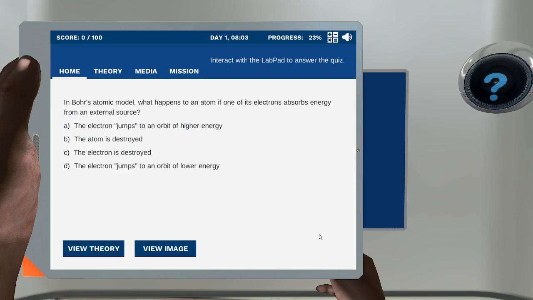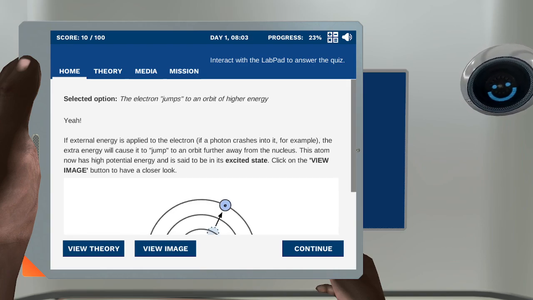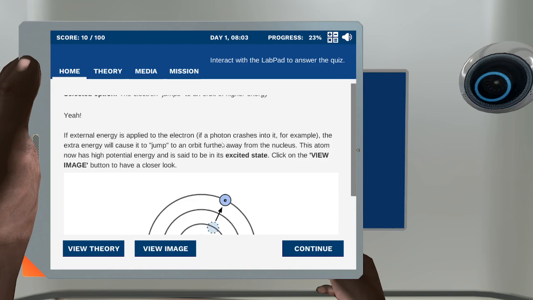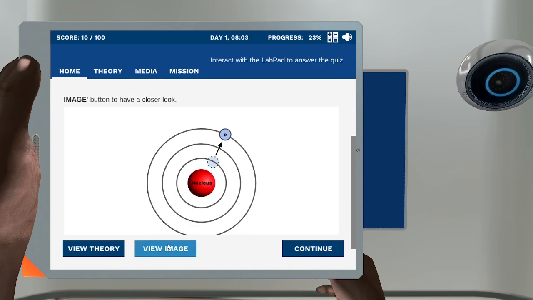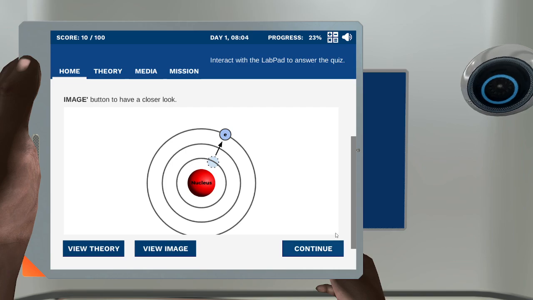In Bohr's atomic model, what happens to an atom if one of its electrons absorbs energy from an external source? Yeah, if external energy is applied to the electron, the extra energy will cause it to jump to an orbit further away from the nucleus. This atom now has high potential energy and is said to be in its excited state. Click on the View Image button to have a closer look.